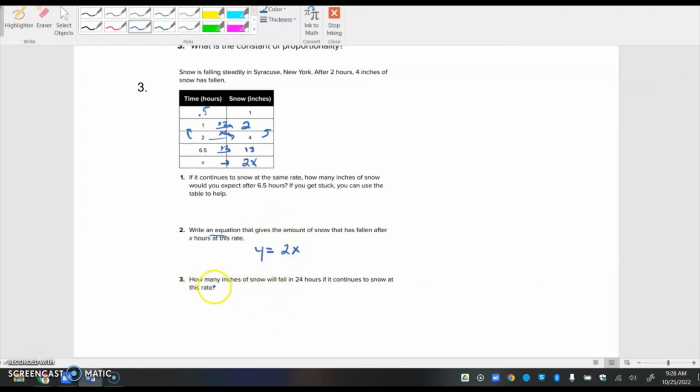And number 3 says, how many inches will fall in 24 hours if it continues to snow at that rate? Okay, so again, to find my number of inches, I'm taking 2 times the number of hours. That will give me 48 inches. And that is a lot of snow. I don't know if I'm ready for that yet. It's not November.